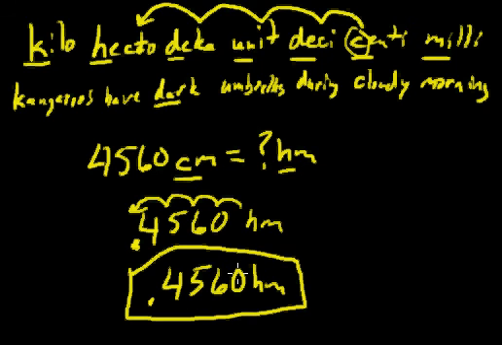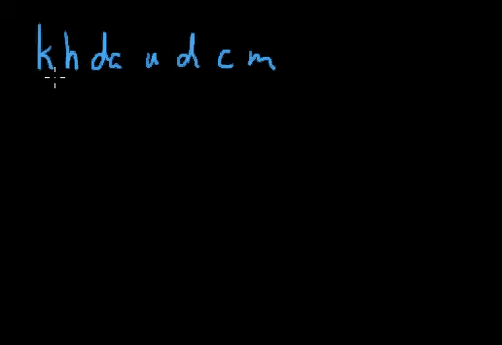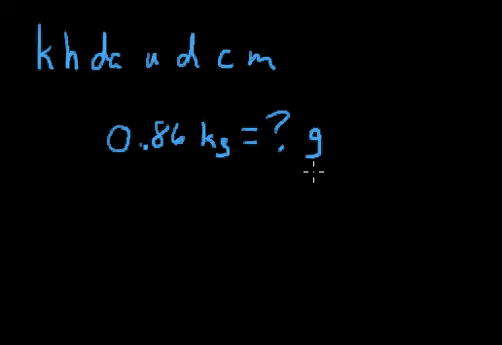So let's try another one and see how it goes. Okay, so I'm going to write my prefix chart. Kangaroos have dark, DA, umbrellas during cloudy mornings. So kilo, hecto, deca, unit, deci, centi, milli. And we're going to do another problem. So let's this time say that you have 0.86 kilograms, and we want to convert that into just grams.